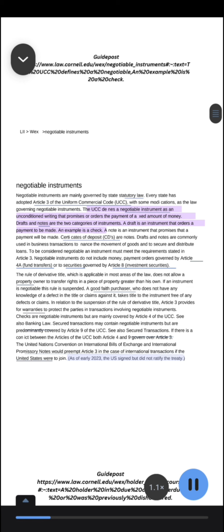As of early 2023, the U.S. signed but did not ratify the treaty. Negotiable instruments.